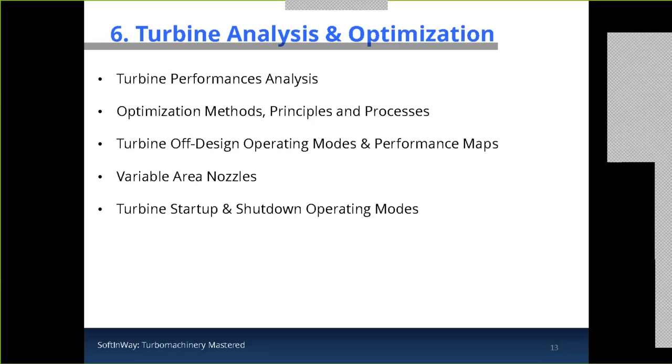In the sixth chapter, we're going to be talking about turbine analysis and optimization. Once we've done the preliminary design of the machine, we can move on to the detailed design and perform some analysis of this machine to obtain things like the performance, the distribution of the different flow coefficients and so on, as well as the losses. We can do this for design and off-design conditions, and we can also perform some optimizations as well. So we talk about the optimization methods, principles, and processes in this chapter.